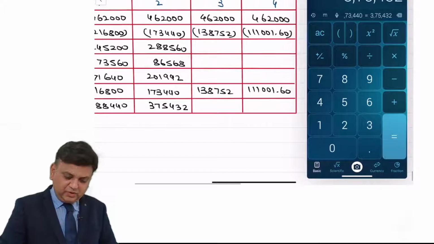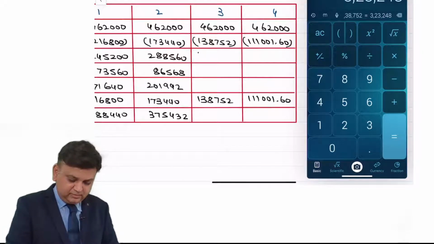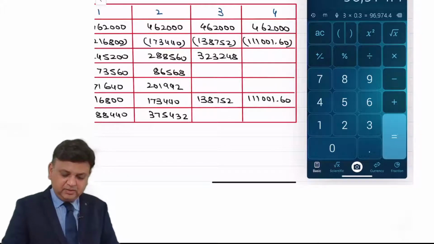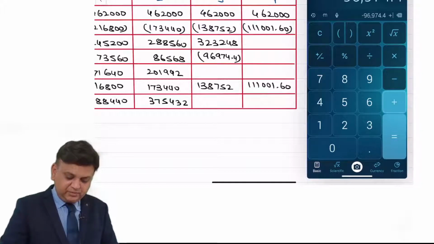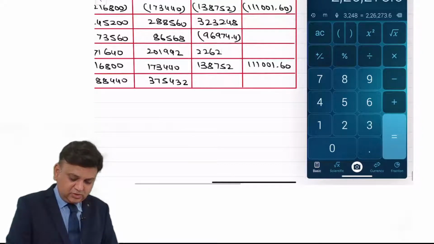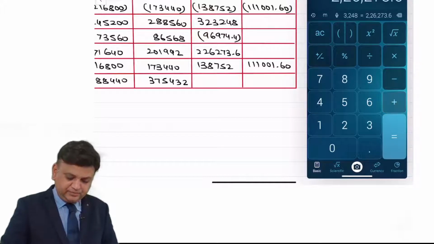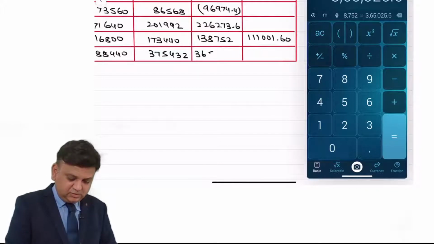Next year same amount, 4,62,000 minus 138,752. So 3,23,248 into 0.3, 96,974.4. It is deducted from 3,23,248. So 2,26,273.60 plus 138,752. So 3,65,025.60.